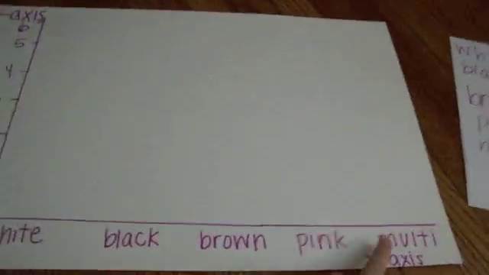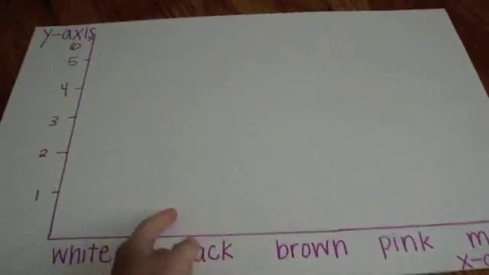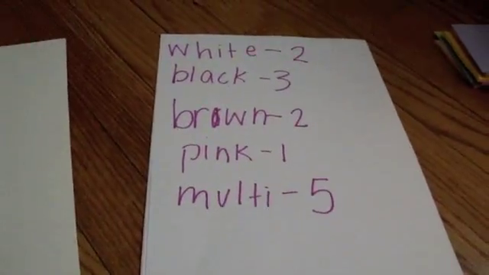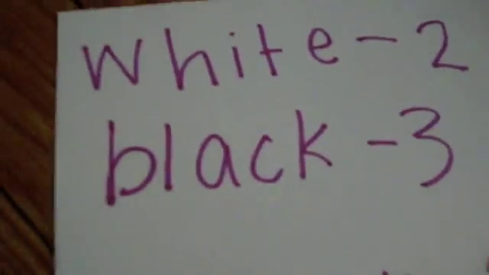So I labeled the x-axis on my graph with the different color shoes that I have based on the information that I gathered. Now to make the bars on the graph, I'm going to use different colored post-it notes to show how many of each color shoe that I have. If I look back at my tally sheet, it says I have 2 white pairs of shoes. As you can see, I put 2 post-its on the white column to show how I have 2 pairs of white shoes. Next on the list is 3 pairs of black shoes.